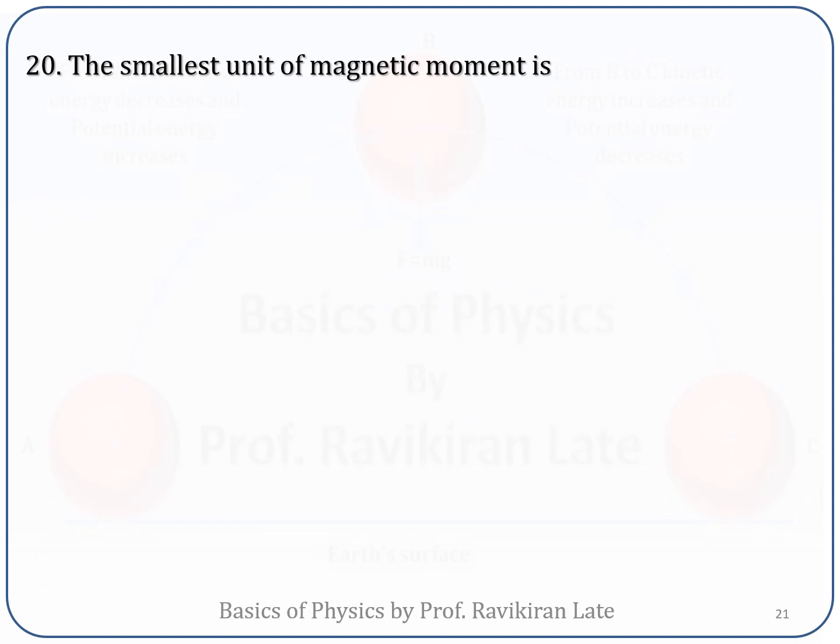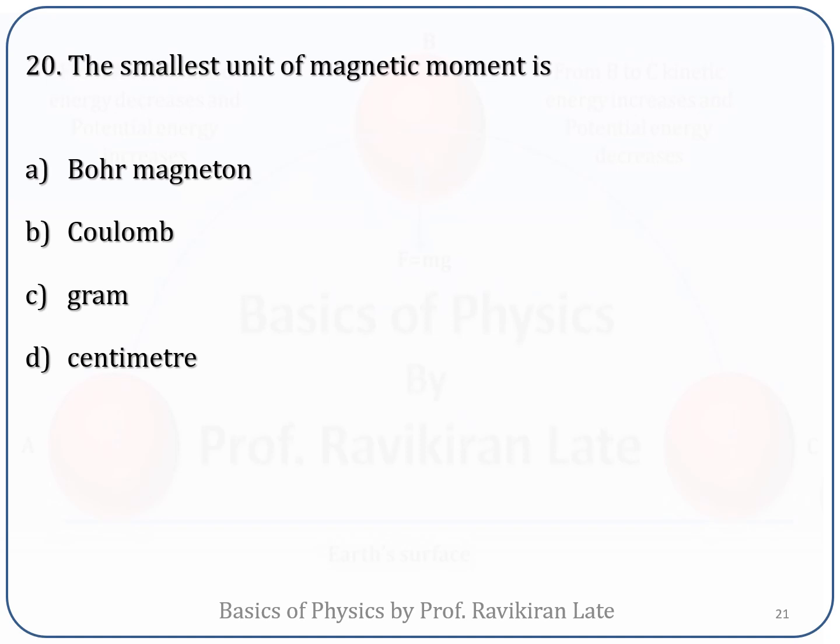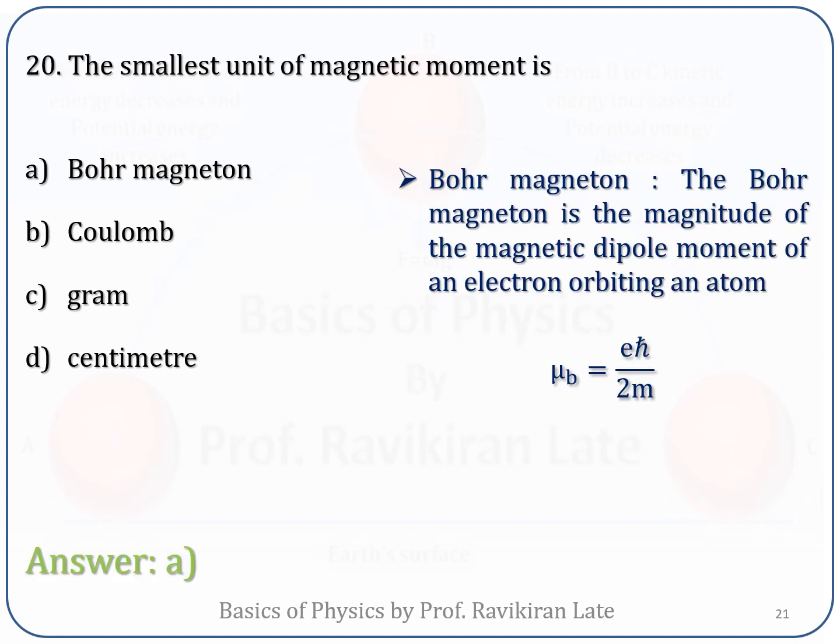Next question: the smallest unit of magnetic moment is the Bohr magneton, option C coulomb, gram and centimeter. We know that the Bohr magneton is the magnitude of the magnetic dipole moment of an electron orbiting around the nucleus in an atom, and its formula is eh cross upon 2m. So it is the smallest unit of the magnetic moment of an electron revolving around the nucleus in an atom. So the correct answer for this question is option A.